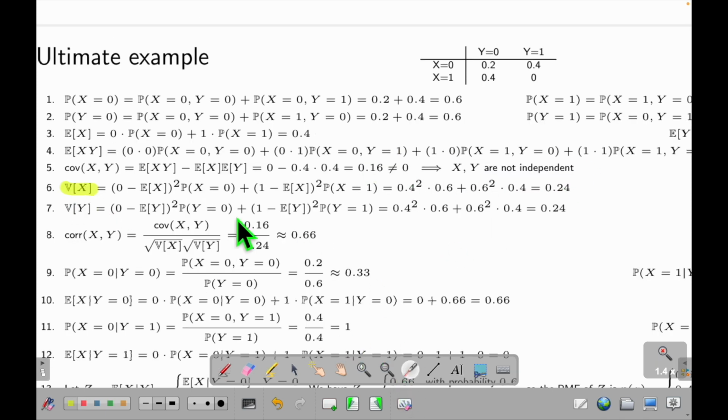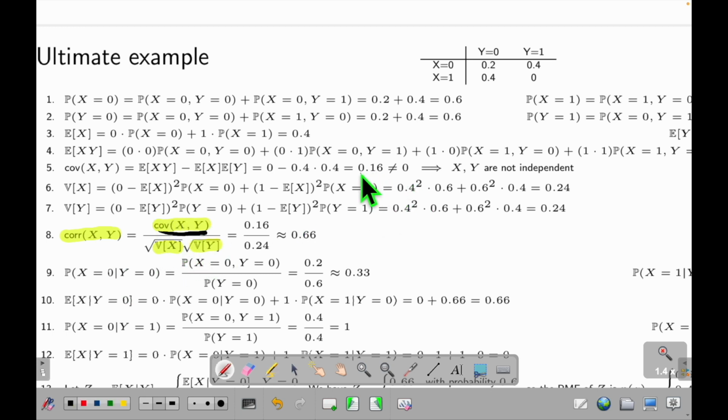The variance of x will be the value of x subtracting the expected value, whole thing squared, multiplied by the occurrence probability, and then also 1 minus the expected value, whole thing squared, multiplied by the occurrence probability, and the whole thing takes a sum. So it will be this expression. Variance of y will be the value of y0 minus expected value of y, take the square, multiply the chance y is 0, plus 1 minus expected value of y, take the square, multiply the chance y is 1, which will be this expression.